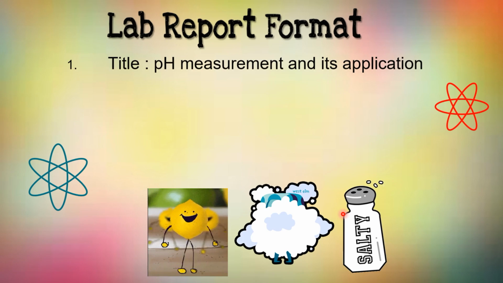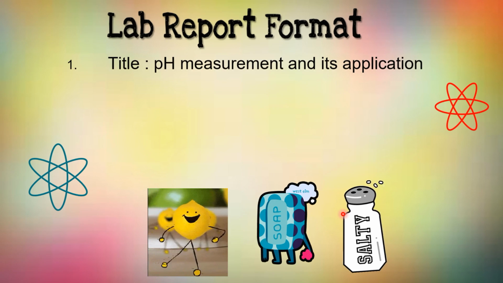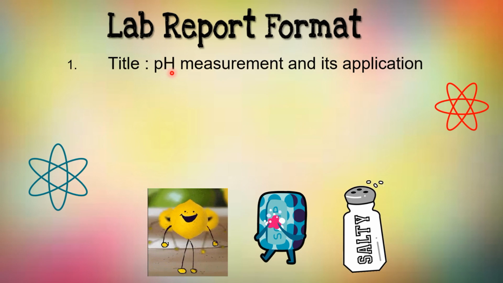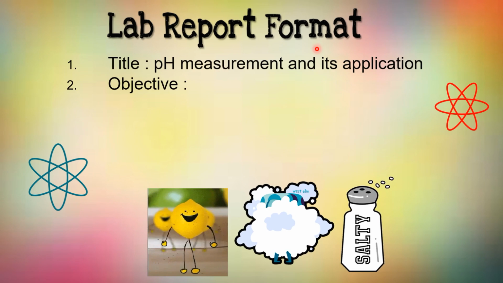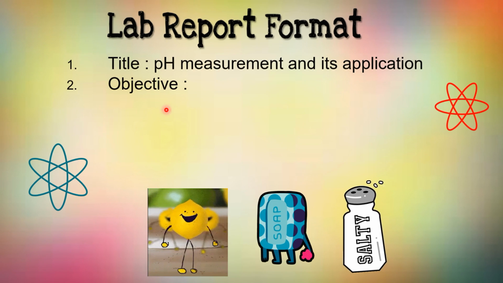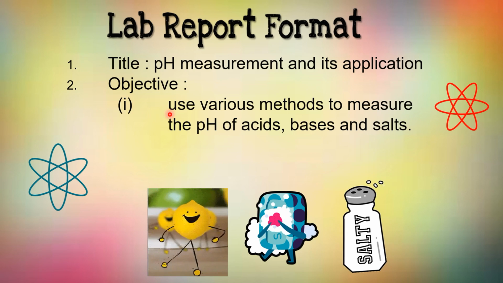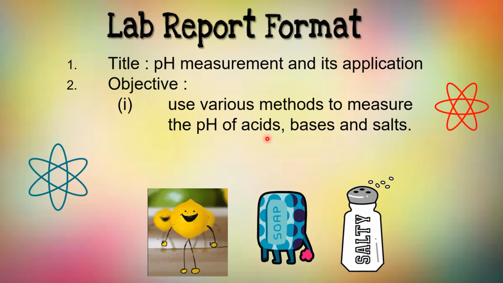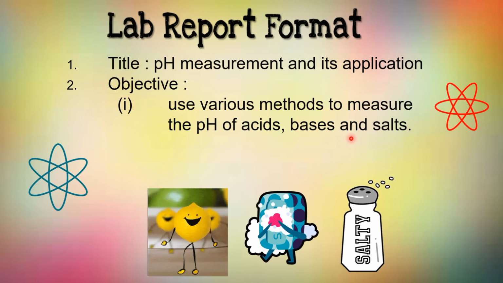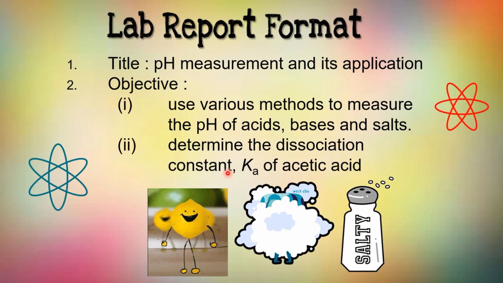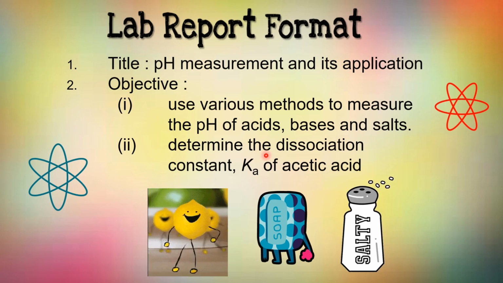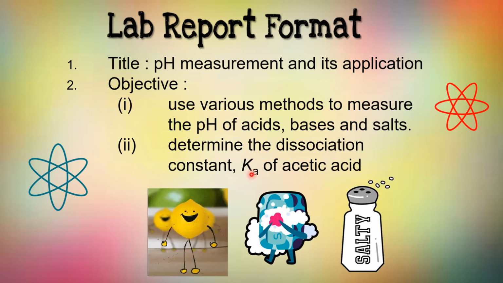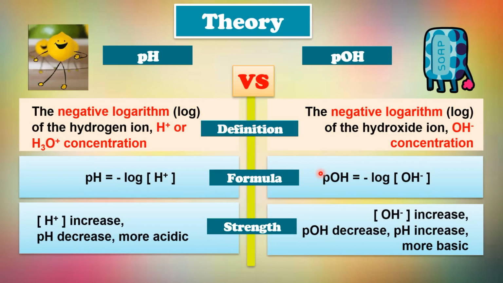Today, I would like to discuss the post-lab on experiment 6, pH measurement and its application. So first, the title of the experiment here is pH measurement and its application. We have two objectives to achieve today. First, use various methods to measure the pH of acids, bases, and salts. Objective number 2, determine the dissociation constant Ka of acetic acid.